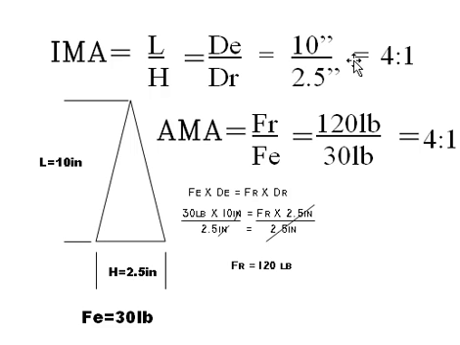So AMA is 4-to-1. IMA is 4-to-1. So our efficiency of this wedge is 1. So we're in equilibrium. It took us 30 pounds to create 120 pounds of force to overcome 120.